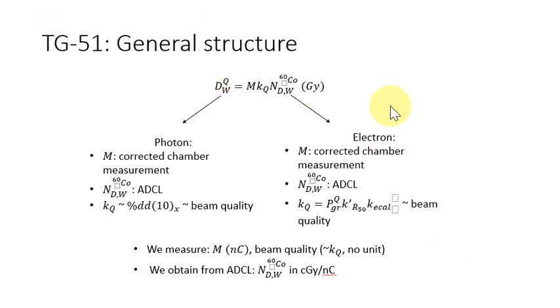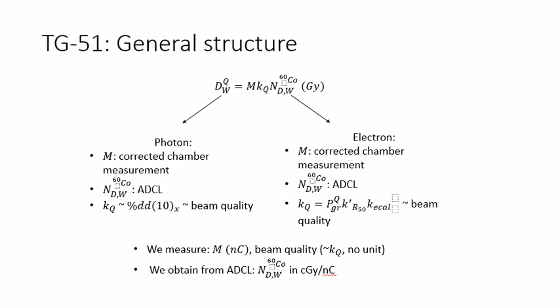Let's review the equation one more time. We know that the NDW cobalt 60 factor is in the unit of centigray per nanocoulomb, and our chamber reading, M, is in the unit of nanocoulomb. And KQ has no unit. So when we multiply together, the nanocoulomb cancel out. It leaves the centigray, which is the unit of absorbed dose in water, the unit of D right here.